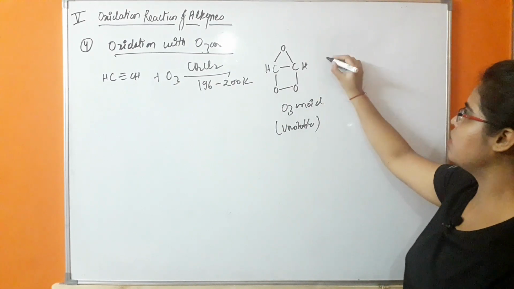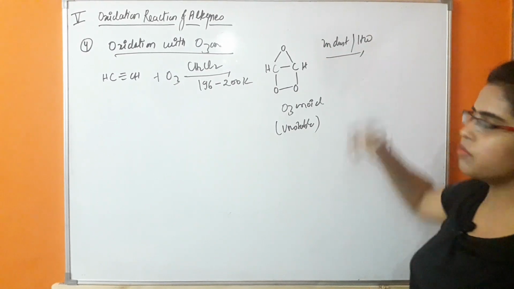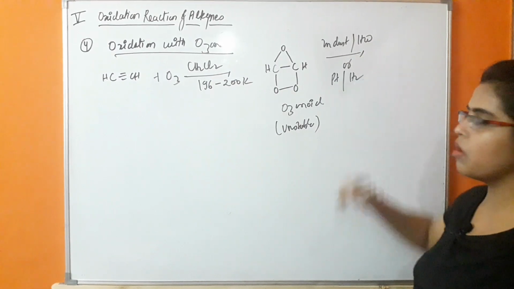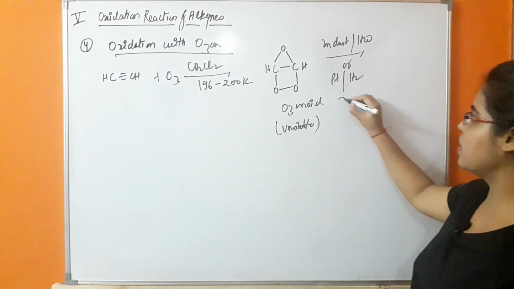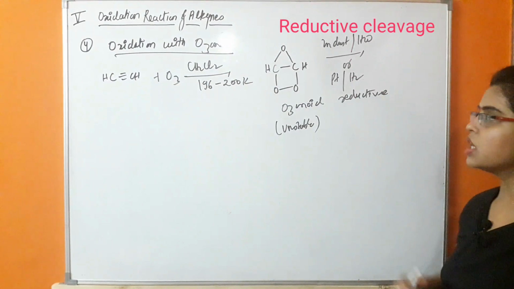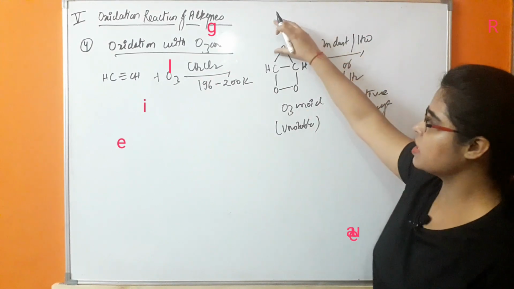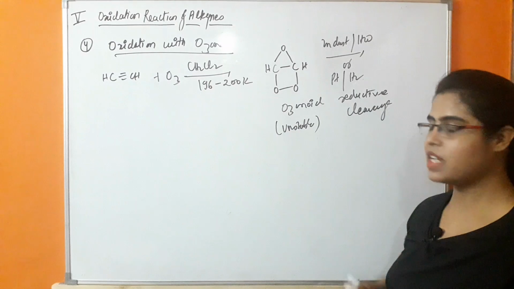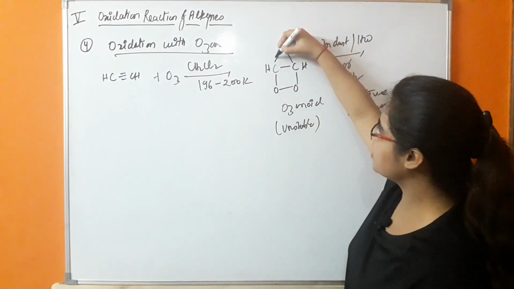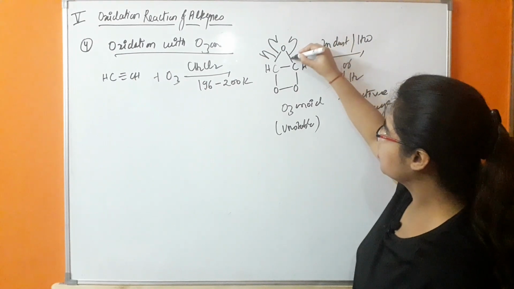So this ozonoid will decompose in the presence of zinc dust and water, and we can also use platinum in the presence of hydrogen. So this is reductive cleavage. What is happening in this case? In this case, there is homolytic fission taking place. This carbon single bond carbon will remain intact.